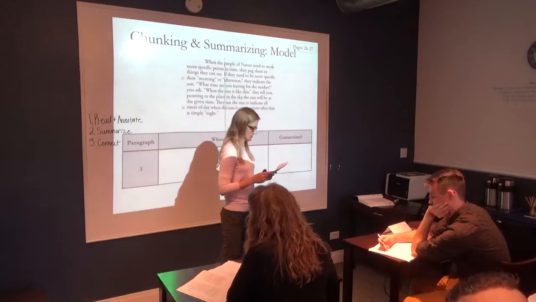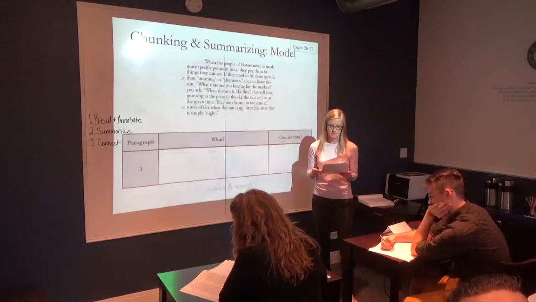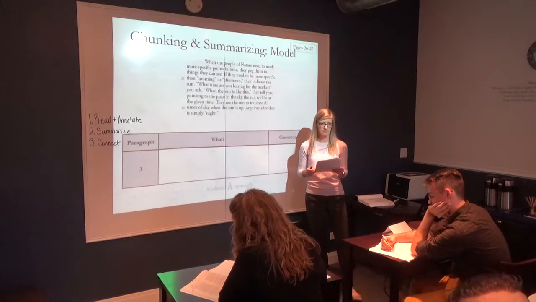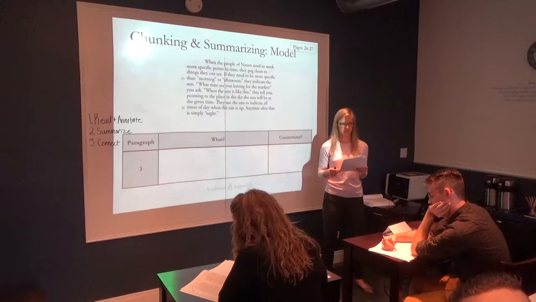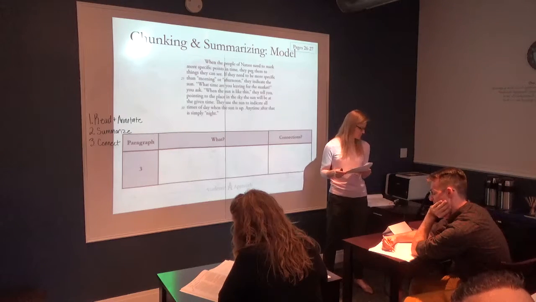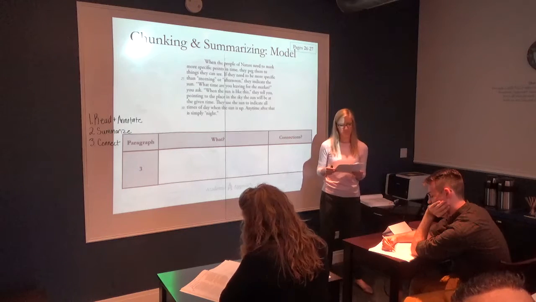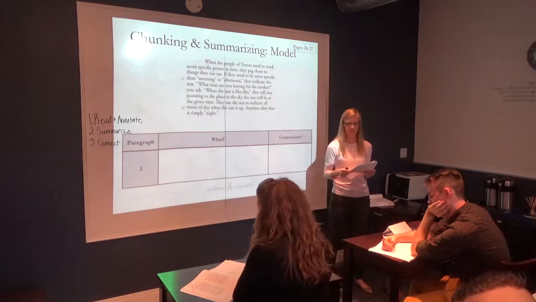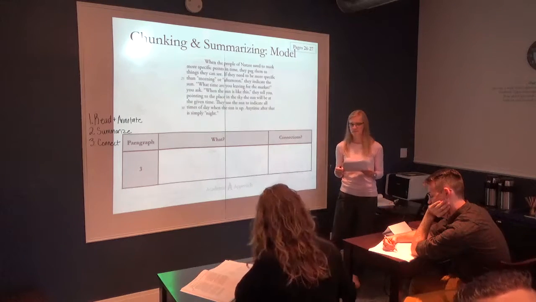Go ahead, Joe. When the people of Natari need to mark more specific points in time, they peg them to the things they can see. If they need to be more specific than morning or afternoon, they indicate the sun. What time are you leaving for the market, you ask. When the sun is like this, they tell you, pointing to the place in the sky the sun will be at the given time. They use the sun to indicate all times of day when the sun is up. Any time after that is simply night.